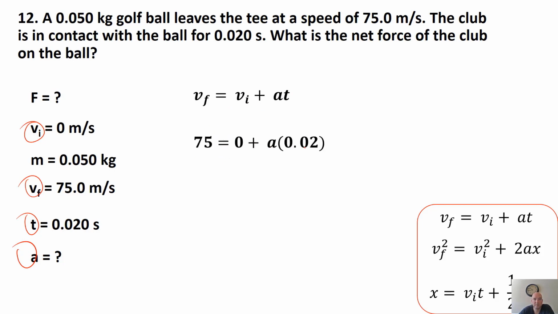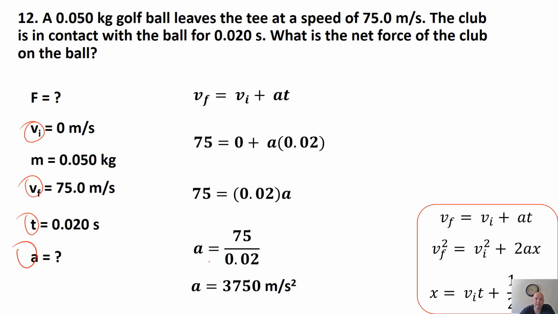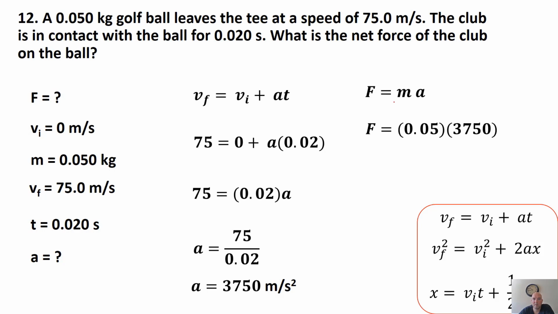So we plug in all our values. 75 equals 0 plus A times 0.02, and then when we divide out the 0.02 from both sides, we're going to get 75 divided by 0.02, which is 3,750 meters per second squared. Now that we have acceleration, we can take the mass and the acceleration we just solved for, and when we multiply the two, F equals ma, we get 187.5 newtons.